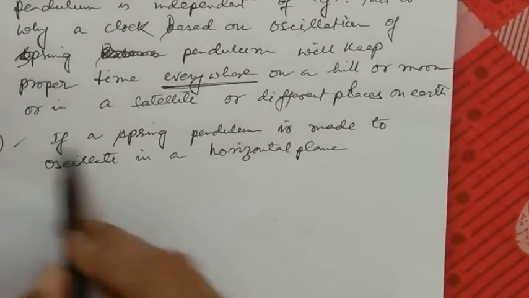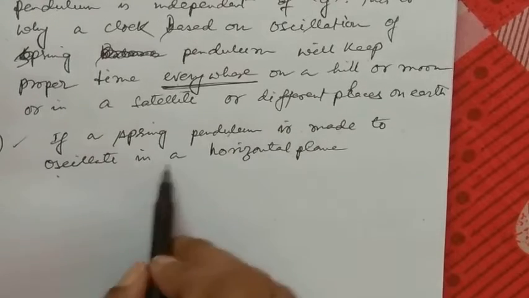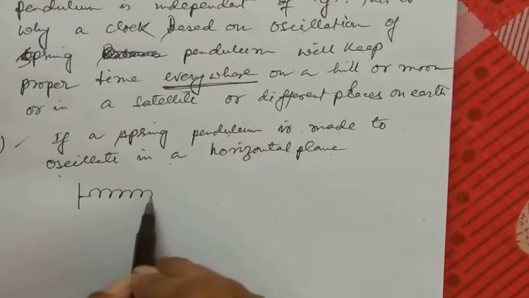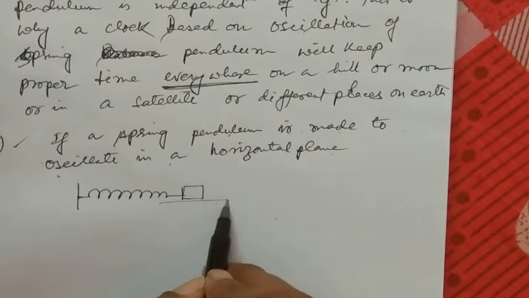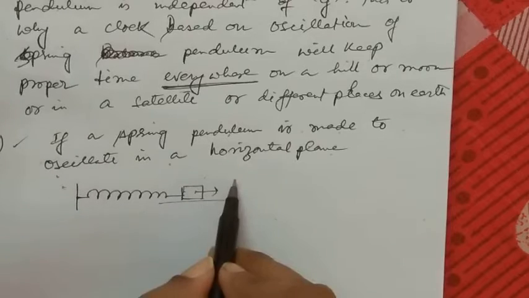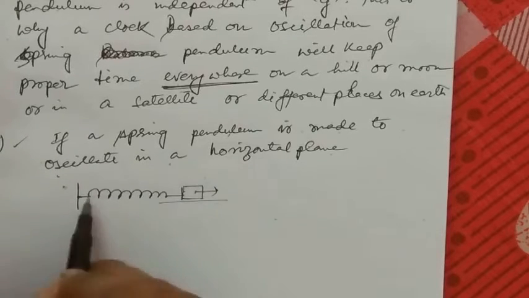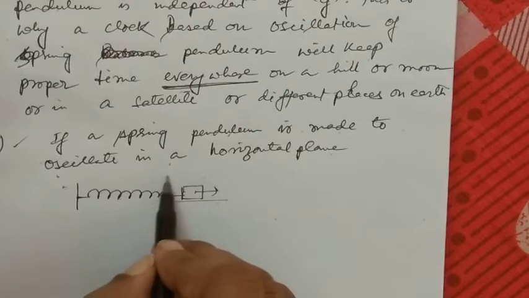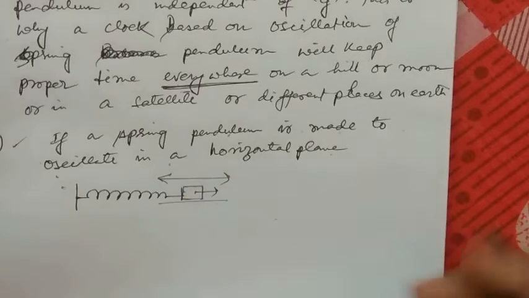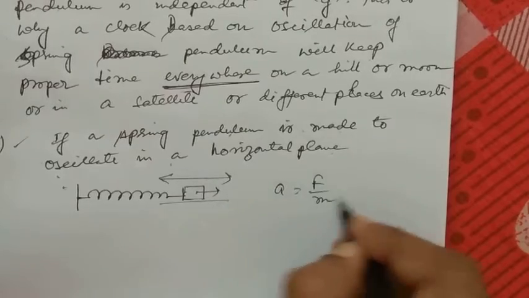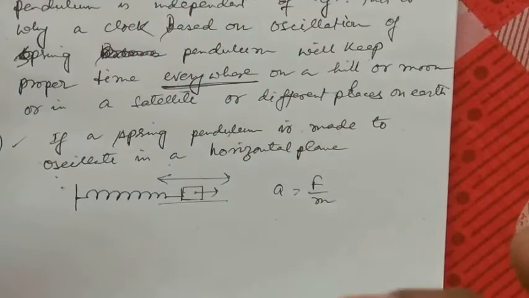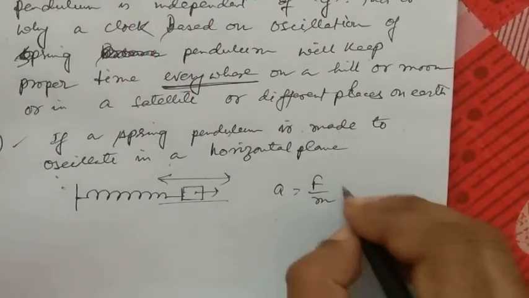Now, if a spring pendulum is made to oscillate in a horizontal plane, so if the spring pendulum is kept on a horizontal plane, what happens? If we pull this block, the spring expands and it will contract, setting the pendulum into oscillations. So pendulum oscillation will start in a horizontal plane. Now, if we try to derive this formula, A is equal to F by M, in the same fashion which we have done for the spring hanging from a point, the same thing will happen.